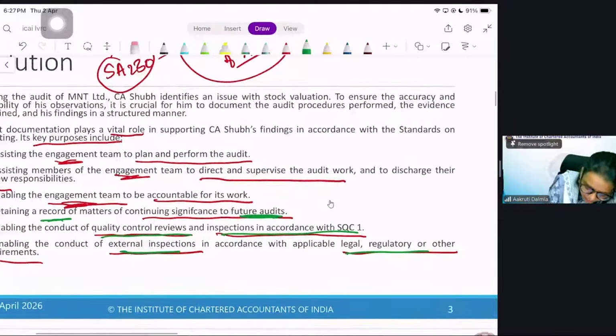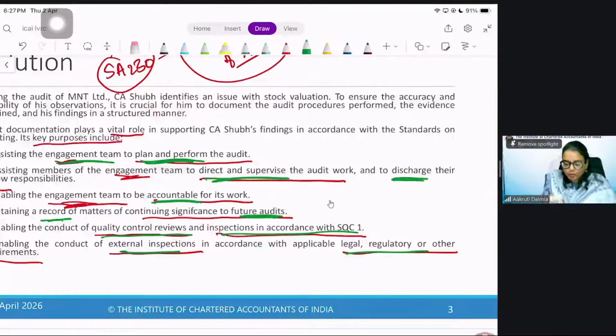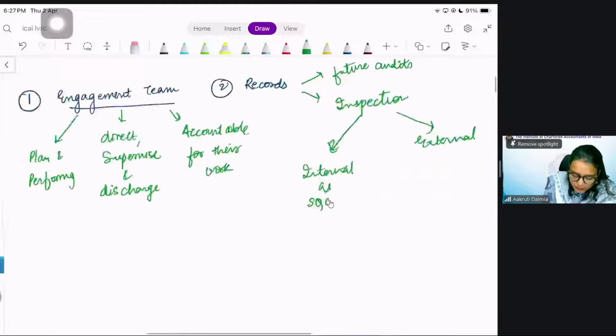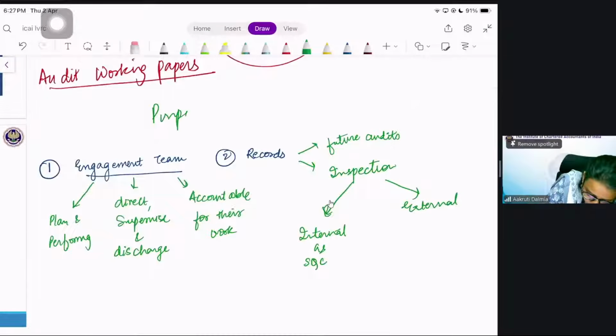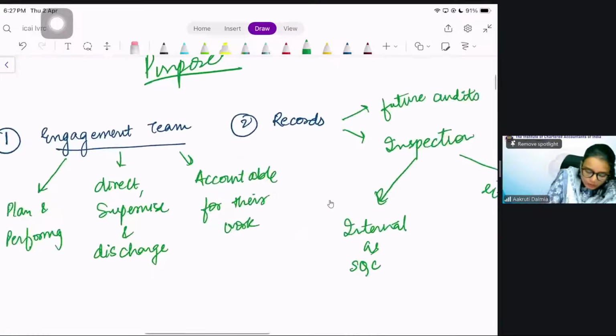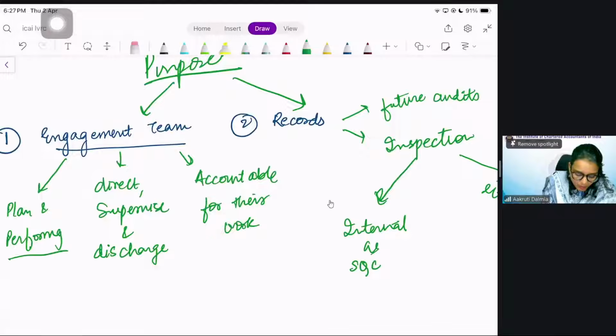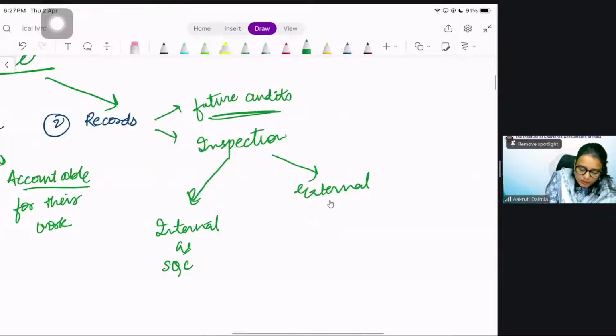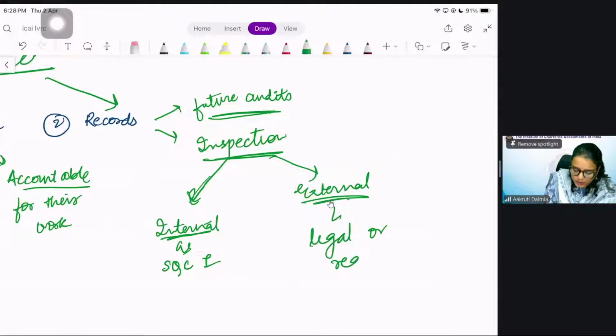And 3 points were engagement team ke 3 points: plan and perform, direct and supervise and discharge their review responsibility, and accountability. So if you'll remember it like that, you can remember what is the purpose. What is the purpose of audit documentation? It helps in 2 things: engagement team and maintaining records. Engagement team को कैसे help करता है? Planning and performing, direct, supervise and discharge. You can write, remember review also. Accountability. In records, it helps in future audits. Inspection, internal inspection as per SQC1, and external inspection with respect to any legal or regulatory requirements.